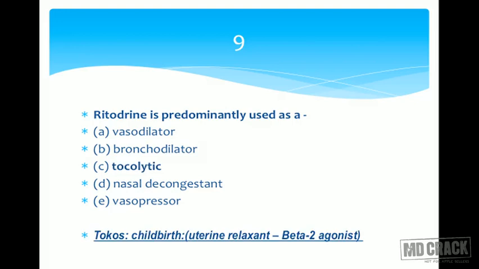Understand the word tocolytic. Tokos means childbirth, and this is why tocolytic is something which is going to prevent the contraction of uterus, is going to relax the uterus. So it is a uterine relaxant. So when there is premature labor, you can give ritodrine and postpone this premature labor or prevent this premature labor. It's a selective beta 2 agonist, beta 2 stimulant, because when you stimulate the beta 2 receptors, you get relaxation, you get dilation. So all other options, they are out of question here. We go to the next question.